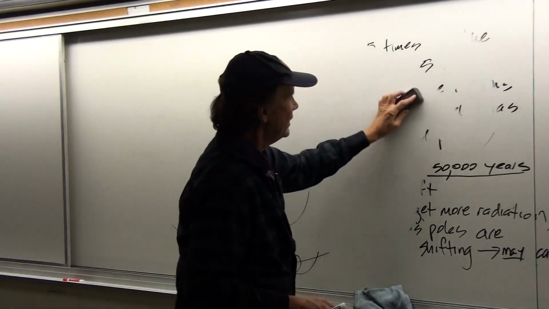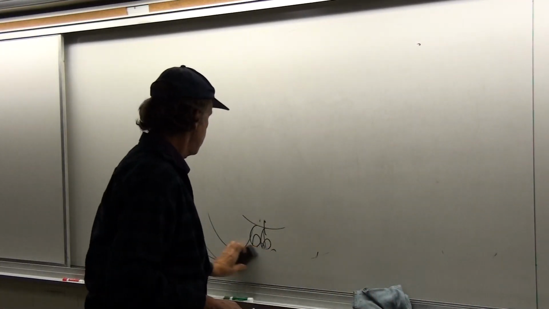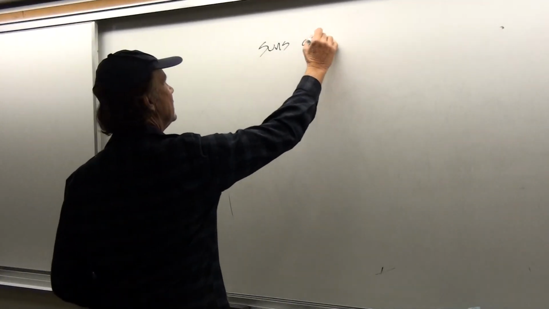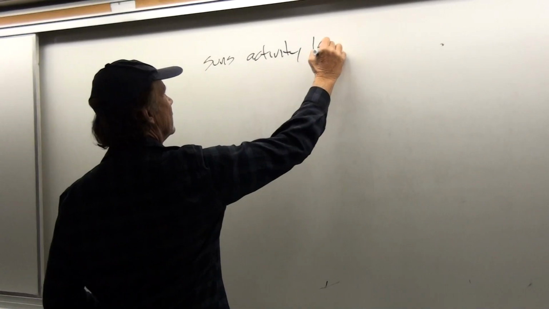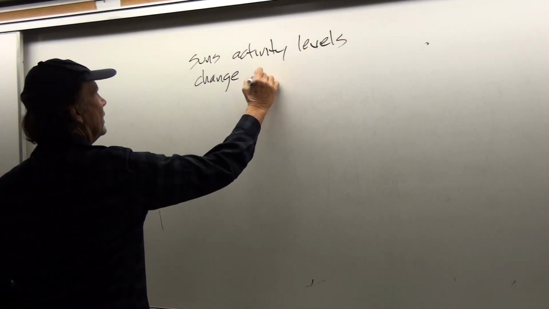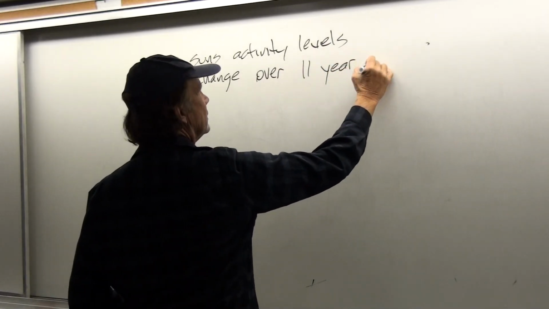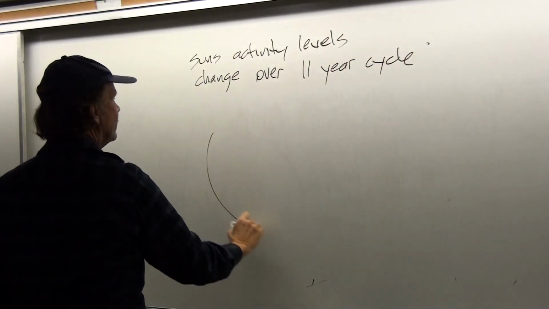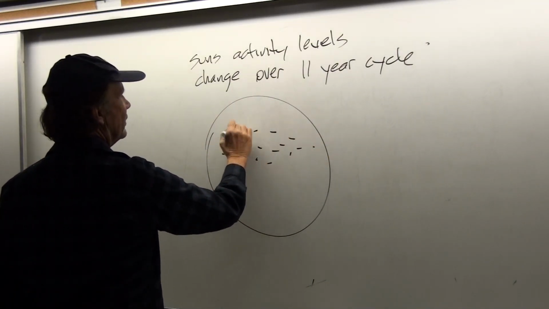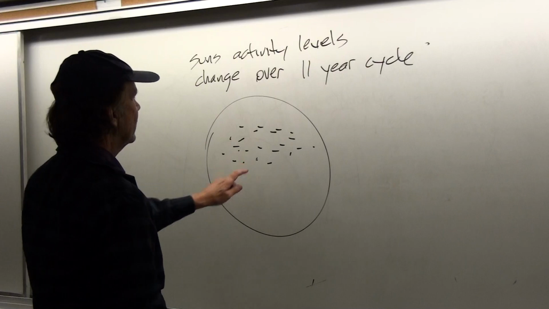That being said, the sun does exert its influence on the Earth. And so the sun's activity levels change over what we call an 11-year cycle. And associated with this, we have sunspots. So at the peak of the cycle, we have the most sunspots.